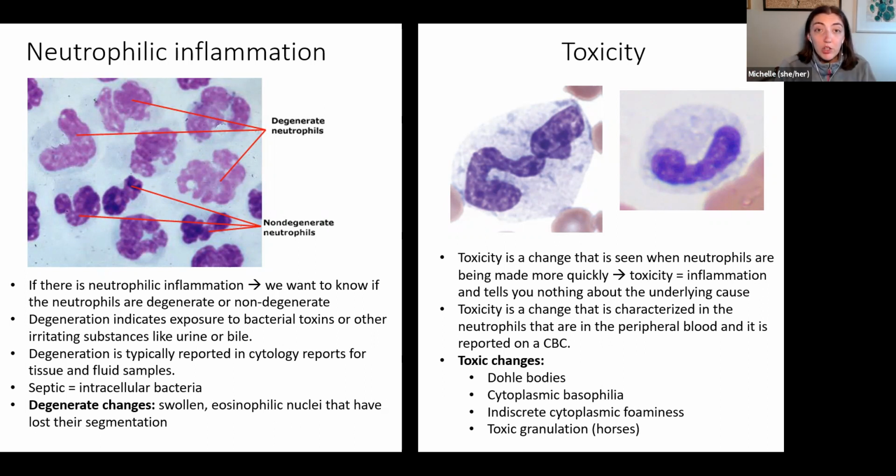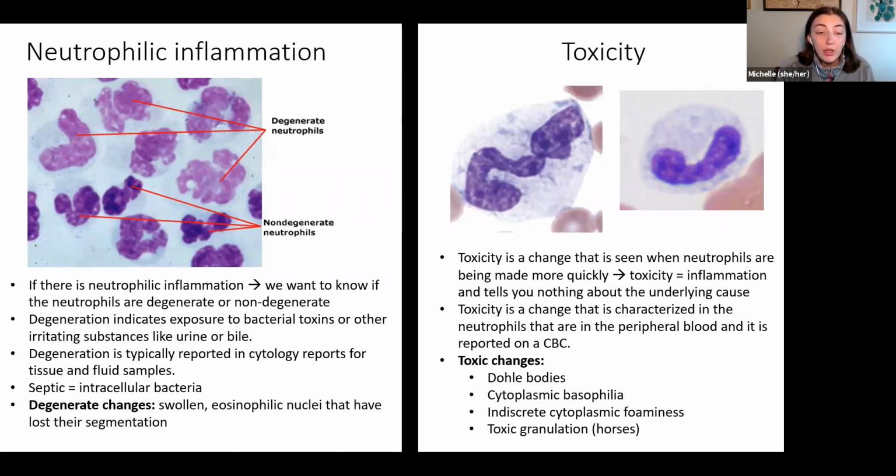And so if you have neutrophilic inflammation, the next question is, do the neutrophils look degenerate? Because if they do, then you're going to want to look carefully for bacteria. You can also have some degeneration with exposure to irritating substances like urine or bile. And so this is typically reported on cytology reports for tissue or fluid samples. It is possible to have degenerate neutrophils in the peripheral blood, but do not think about that too much. So if you find intracellular bacteria, then it is considered septic. And the only change that you see with the degenerate neutrophil is that the nucleus gets swollen.